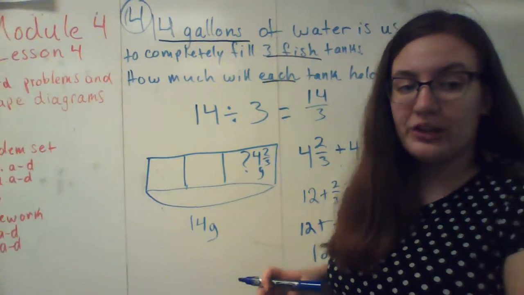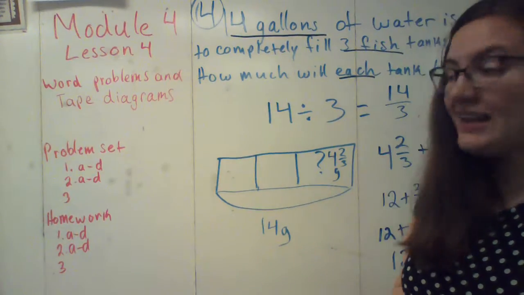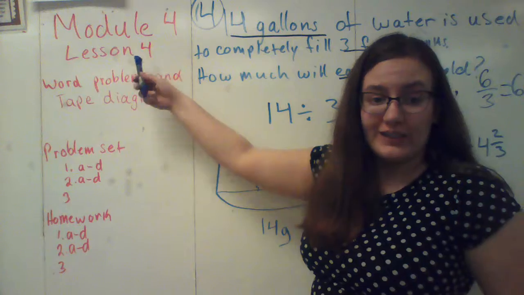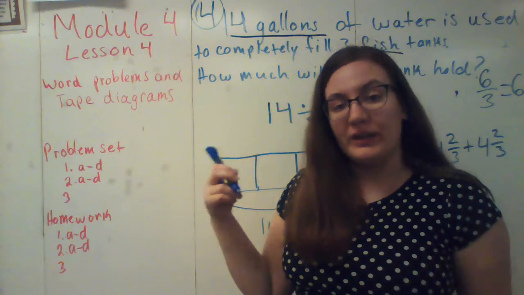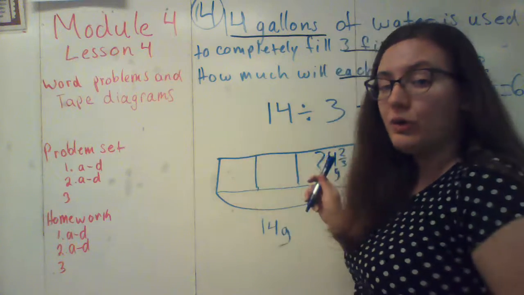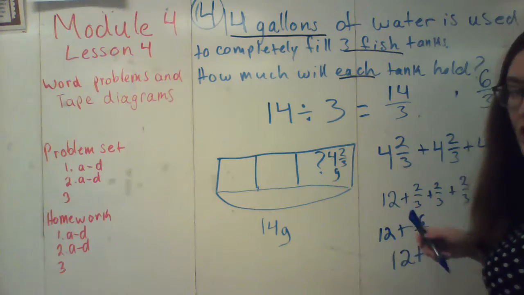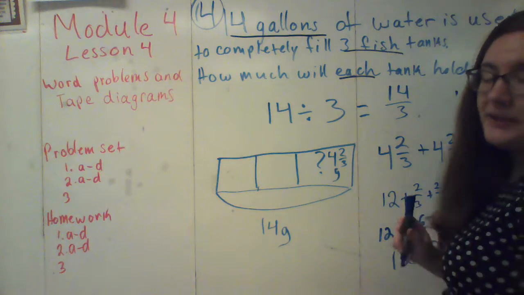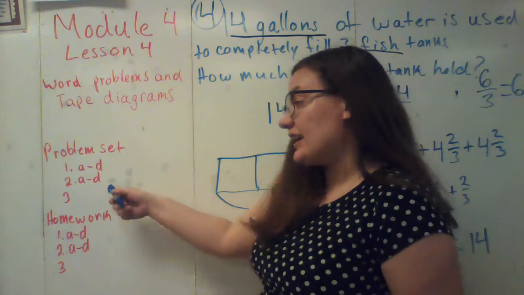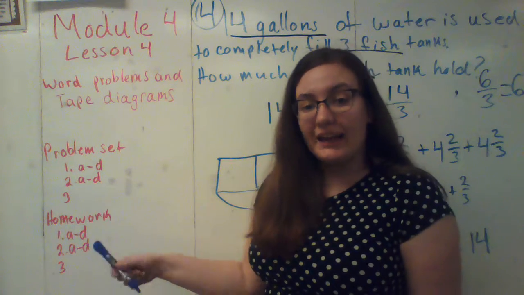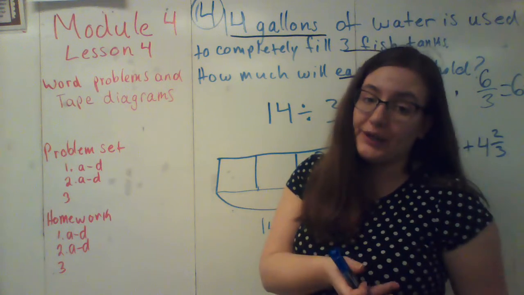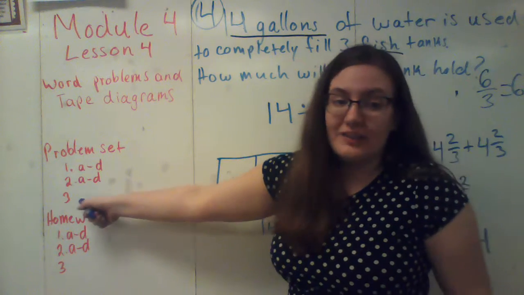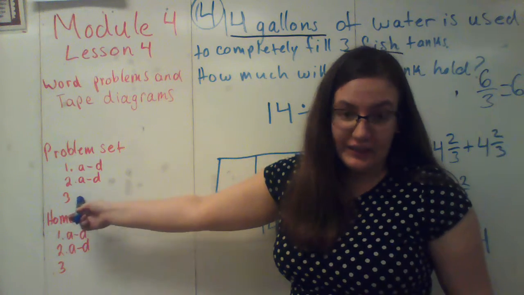So today, what you're going to be doing for your problem sets is, remember, you're on lesson 4 today. You are going to work through number 1, A through D, and number 1, A through D is going to ask you to do mostly tape diagrams and then check your answer with this repeated addition. And then after that, you're going to do number 2, A through D, and it's kind of a chart that is similar to the one that you did for lesson 3. And then you're also going to be doing word problem number 3.